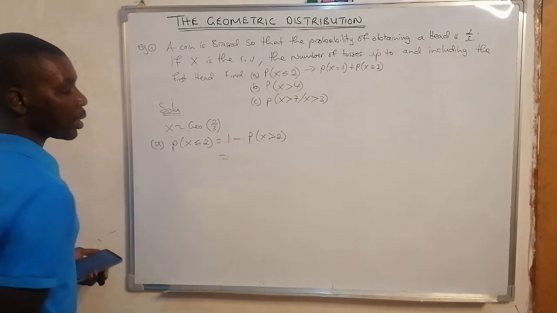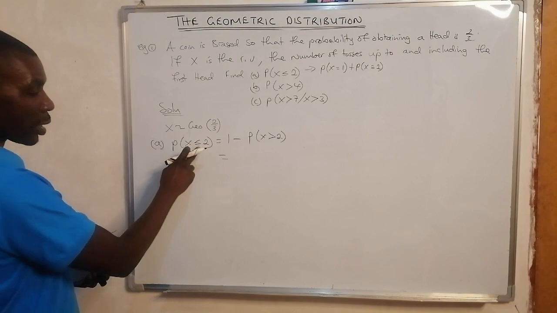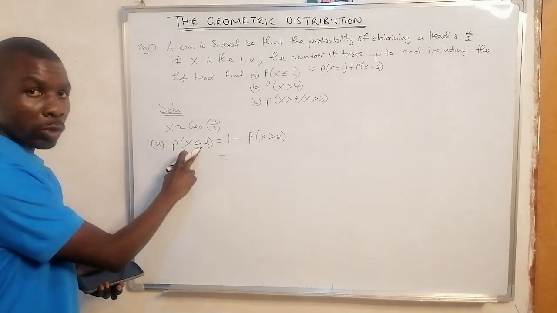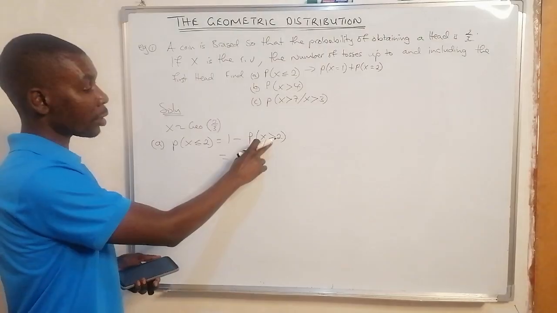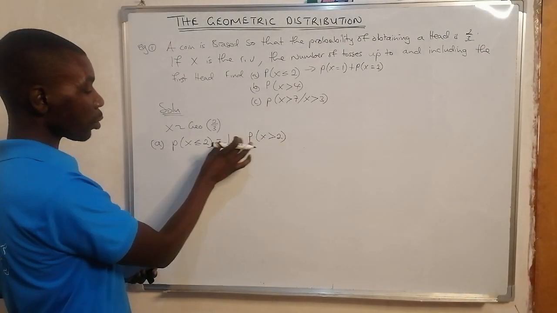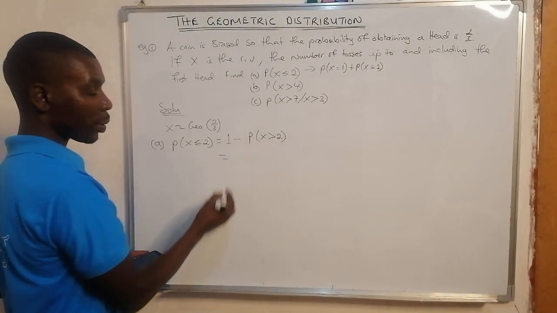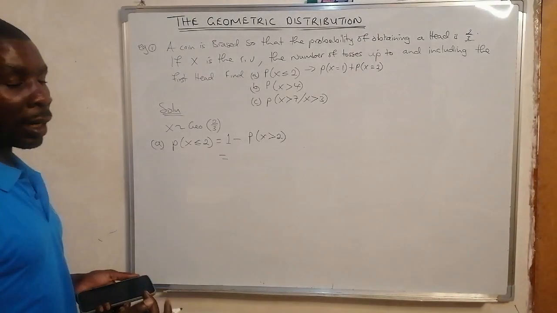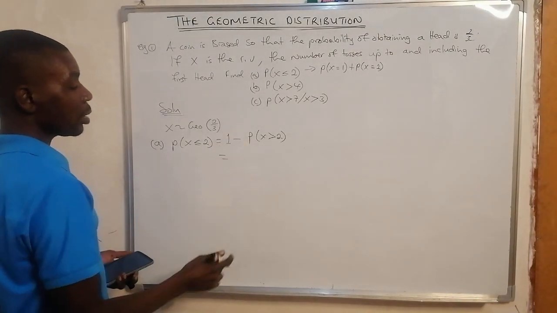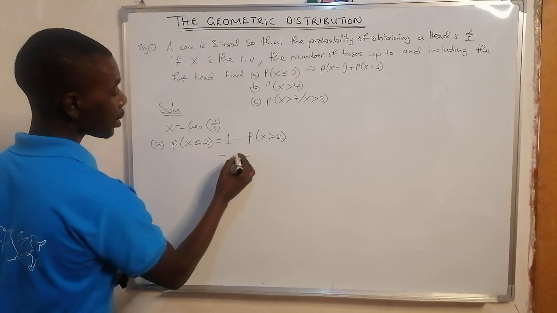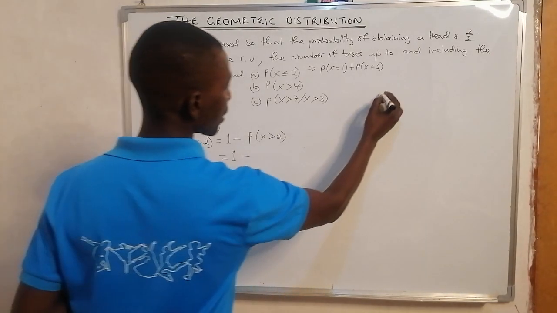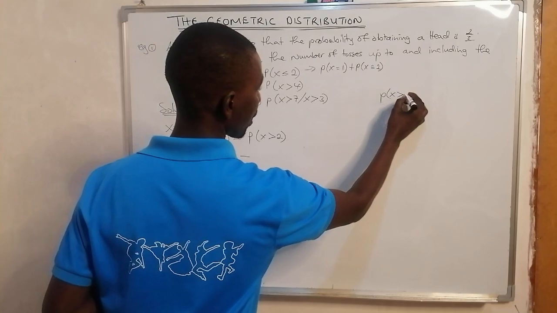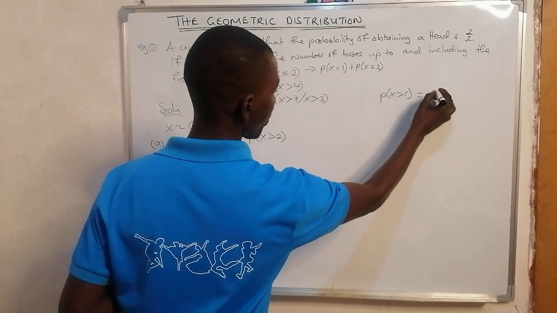And this will be, remember we want those items which is less than or equal to 2. But we don't want everything that is greater than 2. So we can subtract from 1 whole because all the probabilities, both success and failure, add up to 1. So we can say 1 minus, remember our first result was P of x is greater than r is equal to q to the power r.